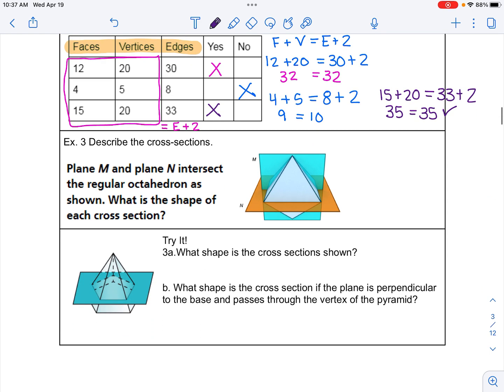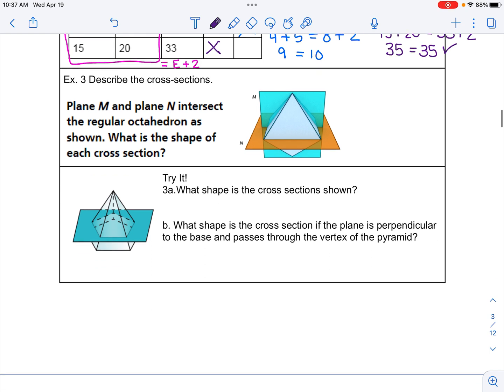All right, the last thing we're going to do, we're going to switch things to cross sections here. A cross section means when you cut something in half, what is the 2D shape formed at the cut? So these are 3D objects. It says specifically this one's called the octahedron. Plane M and plane N intersect the octahedron. What is the shape of the cross section?